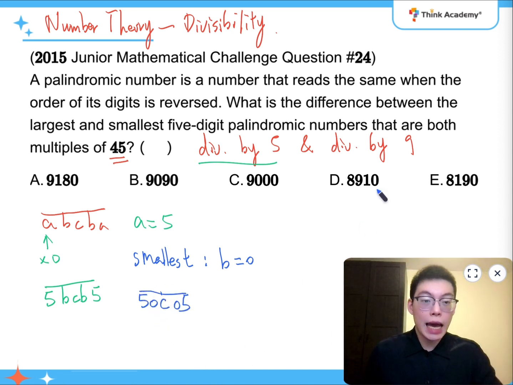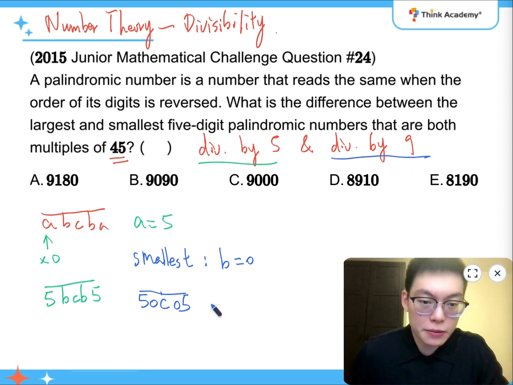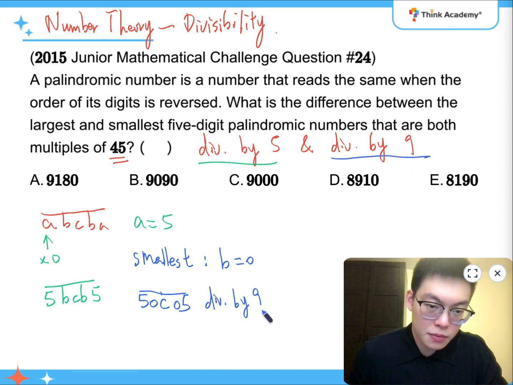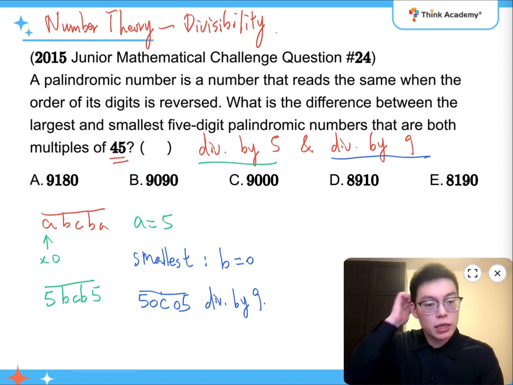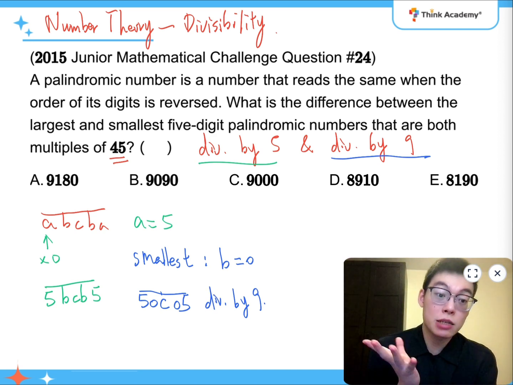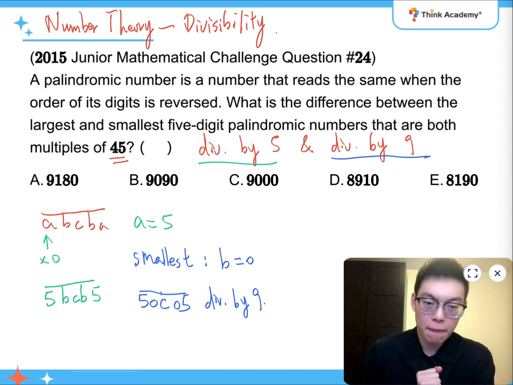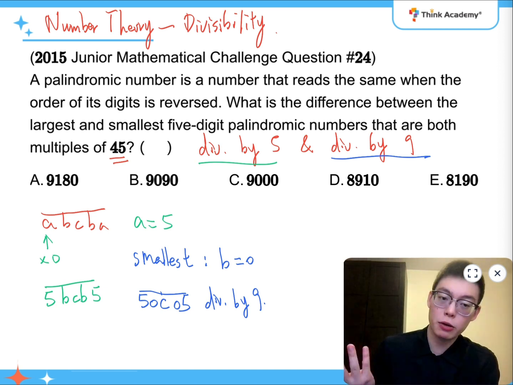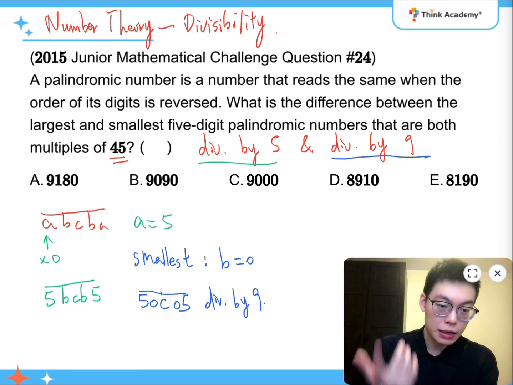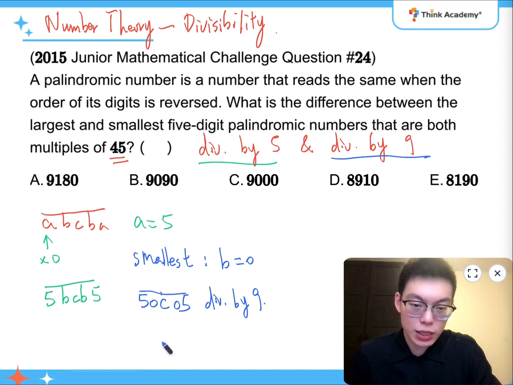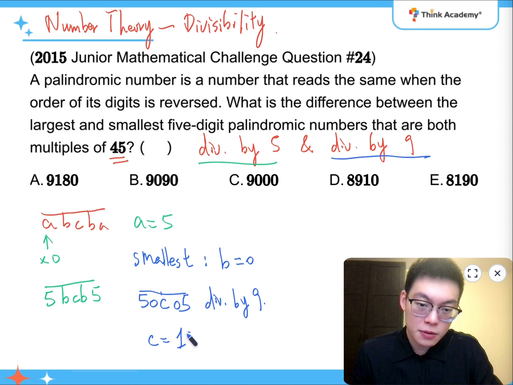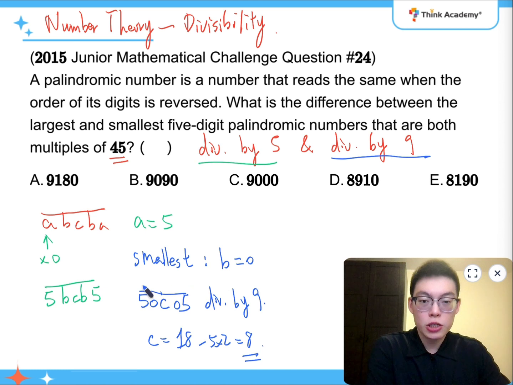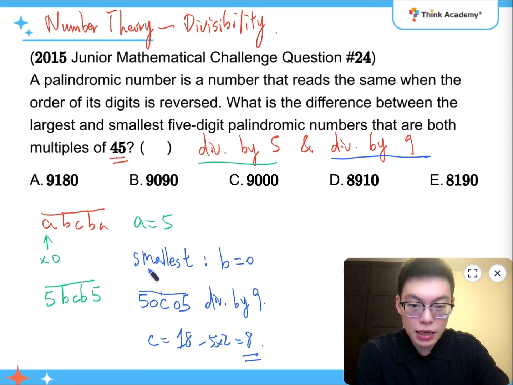as the number. And it needs to be divisible by 9. For a number to be divisible by 9, we know that all the digits added up has to be divisible by 9 as well, right? So 5 adding 5 is 10. Which is not divisible by 9. What is the next multiple of 9? That's going to be 18. So C is equal to 8. 18 take away 5 times 2, that's going to be 8. All right. So it means that the smallest number is 50805.